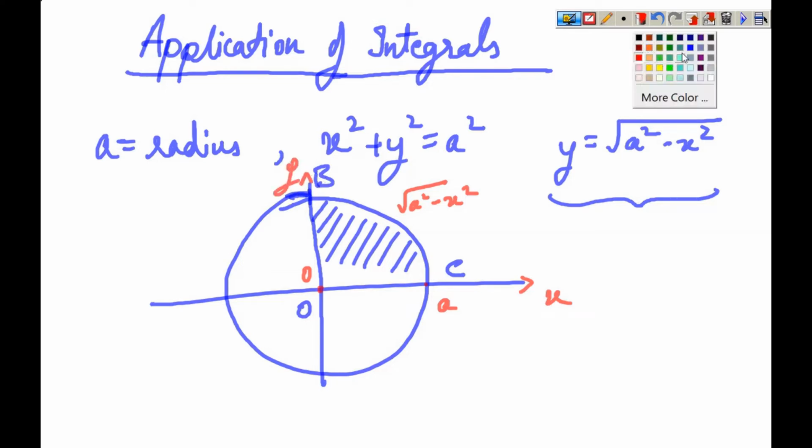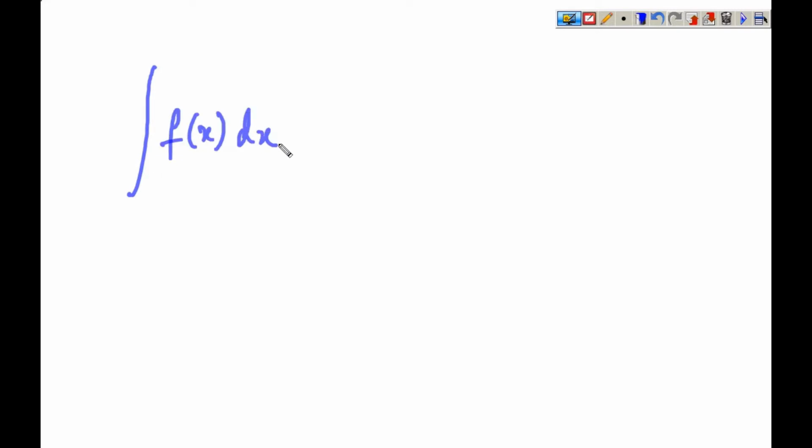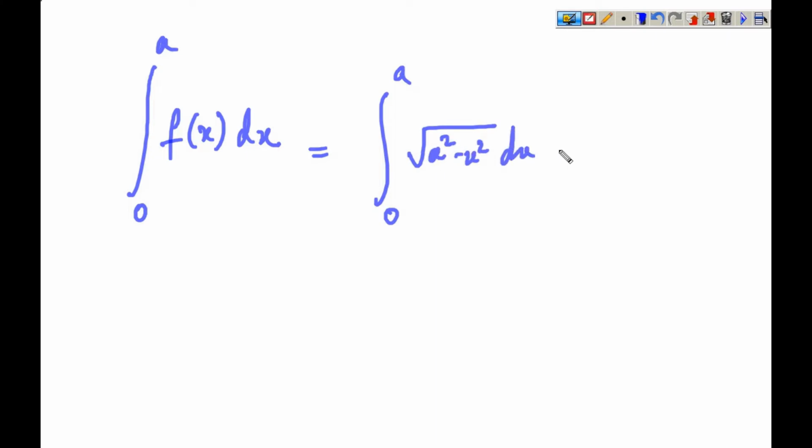So what I can simply do is put limits and integrate using definite integrals. I have the function of x, integrated with respect to x, between two points, x equals 0 and x equals a, and the function is given as the square root of a squared minus x squared dx. So it's that simple. Now this is only the area of the quadrant of the circle, 1/4 of the circle. If I multiply it by 4, I'll get the area of the whole circle.